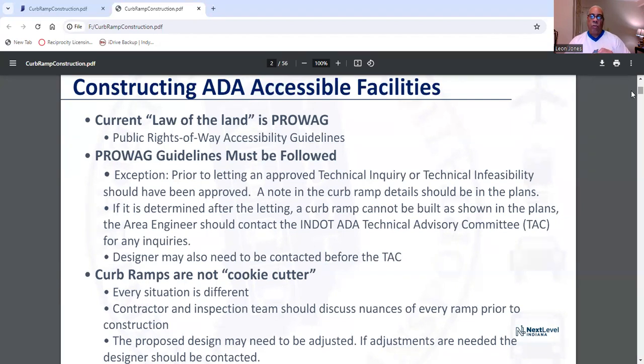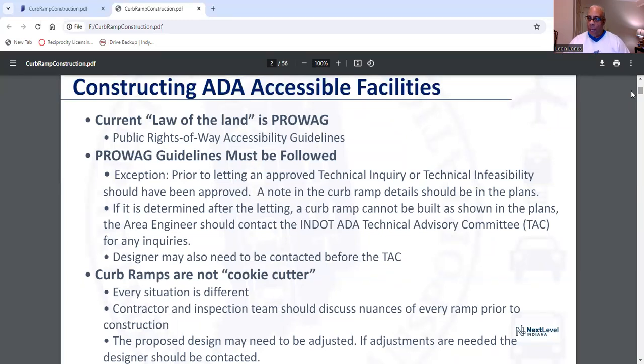Now, the reason why you have those, going back to the detectable warning surfaces with those domes, is because if a blind person is coming toward the street, they can actually put their stick down there. And of course, if they have good hearing, they know when they're reaching or they're at the street. Now, again, when we construct those ADA accessible facilities, current law of the land is what we call PROWAG.